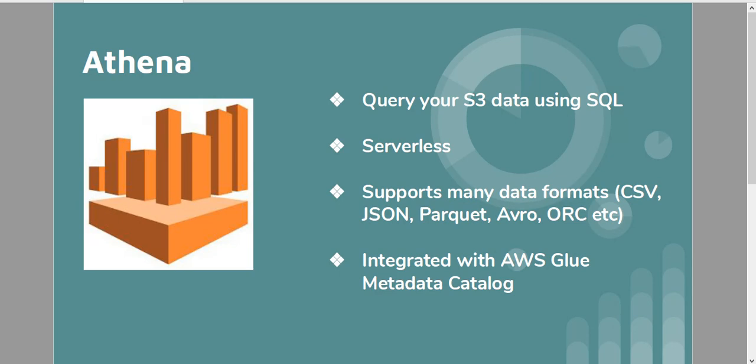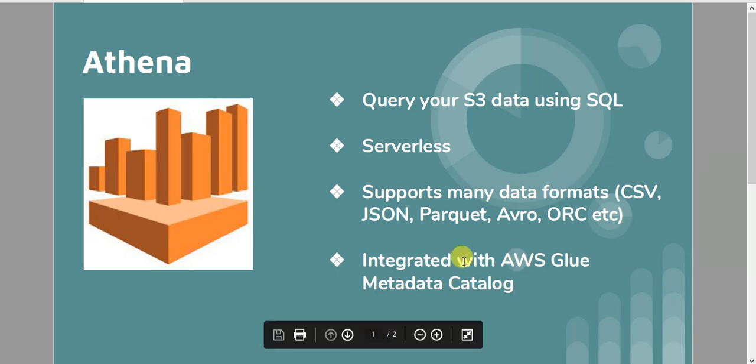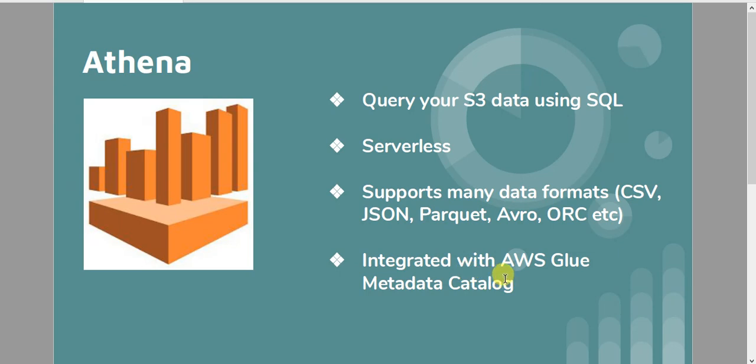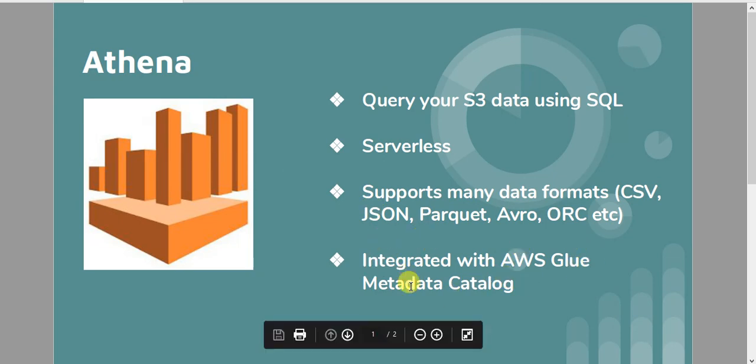Athena is integrated with the AWS Glue metadata catalog. So what is the Glue metadata catalog? Basically, Glue crawls through your S3 data and creates the metadata, in the sense of what the columns are, what the data types are, etc. Since Athena is directly integrated with the Glue metadata, it uses this to let you query your data.